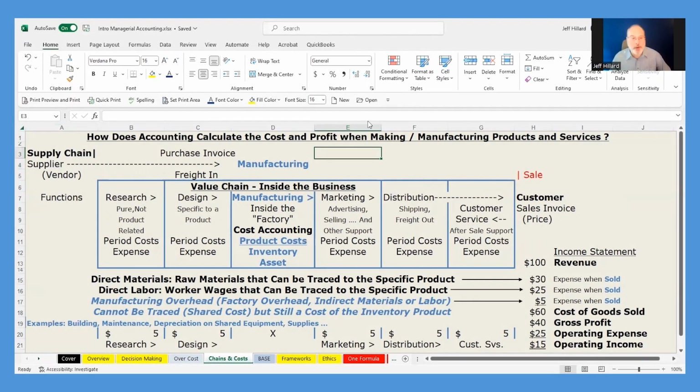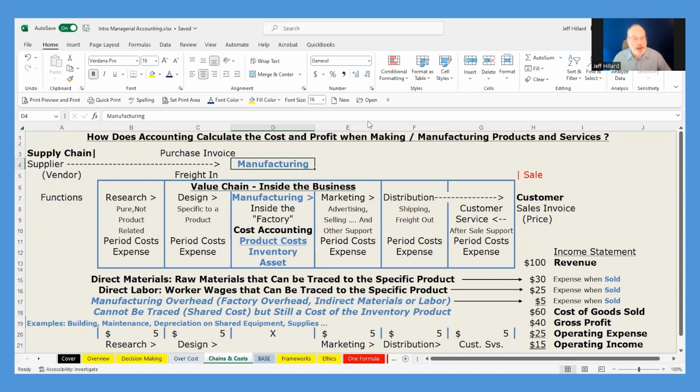Take a look at the process of making a product or service. We have an important concept here. It's called the supply chain. The supply chain is the linked suppliers, also known as vendors, that produce things, and this could be first level, second level suppliers, sub suppliers, et cetera. But ultimately, a supplier sends a purchase invoice, and sometimes an invoice for freight in, to the raw materials part of the business.